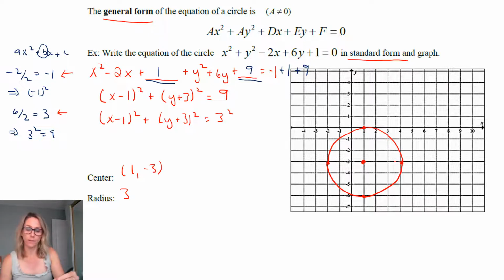Okay, now that is not bad, everyone. I am impressed with myself. Okay, so our center here is 1, -3, and our radius is 3. So I'm going to put that center on, and then I'm going to go 3 up, 3 down, 3 left, 3 right, and then I'm going to connect them, and then I have my circle.